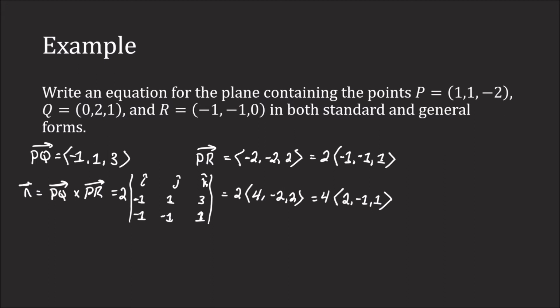Now the only difference between 2 minus 1, 1 and 4 times that is the magnitude. In other words, if we just drop out this 4, we still have a normal vector. And so that's what I'm going to do. I'm going to take my normal vector to be the vector 2, minus 1, and 1.